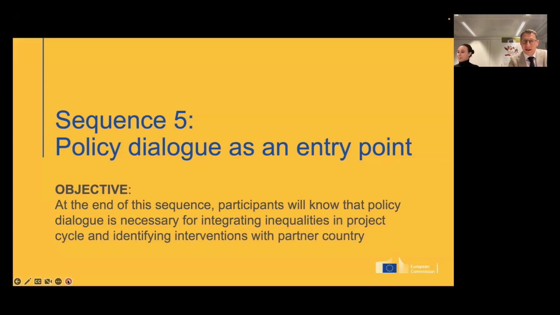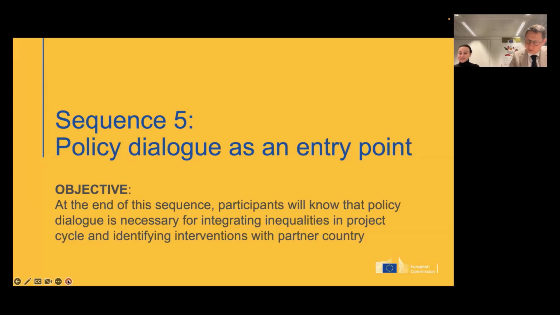Next, policy dialogue as an entry point. I think this is now your presentation. Yes, it is. So maybe just to recap very briefly, so that we are all on the same page: this session is dedicated to tools and guidance that could help you mainstream inequality through the project cycle. We have briefly reviewed four guiding principles, thanks to Teresa.